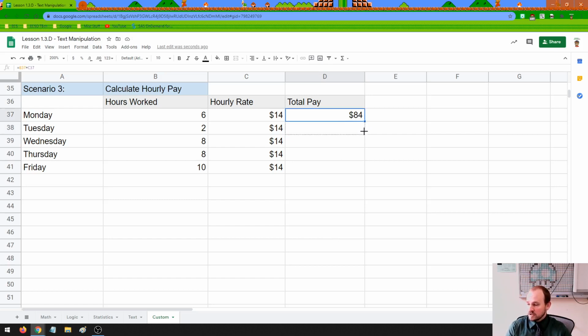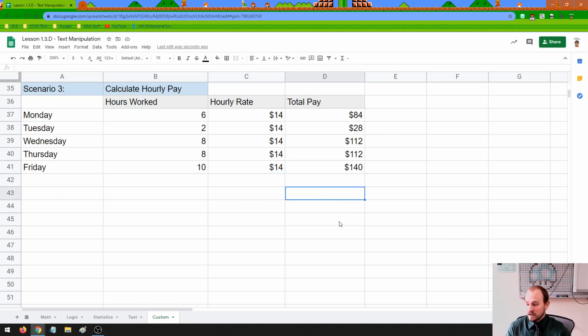If we extend this logic down, spreadsheets should be able to follow all of our rules, right? We only worked 2 hours, so that's $28. We worked 8 hours, that's $112. Another 8 hours, $112. And we did that 10-hour wild shift, which was $140.